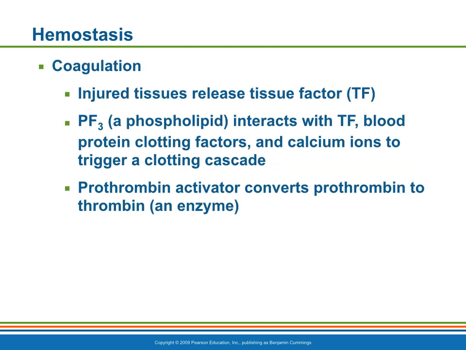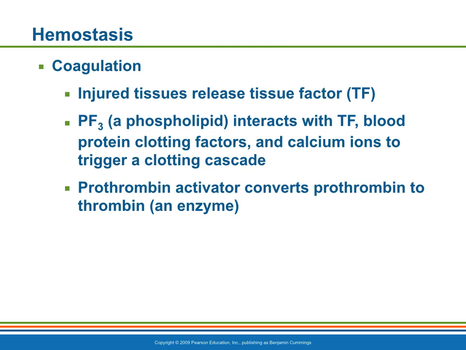At the same time, the injured tissues are releasing tissue factor, a substance that plays an important role in clotting. PF3, a phospholipid that coats the surface of the platelets, interacts with TF, that's the tissue factor, vitamin K, and other blood protein clotting factors, and with calcium ions to form an activator that triggers the clotting cascade.